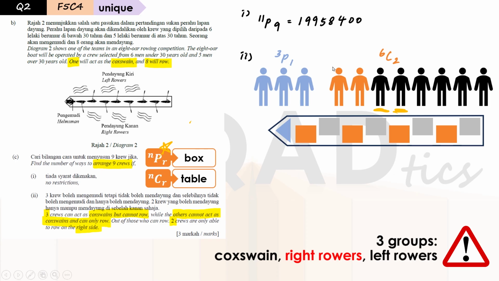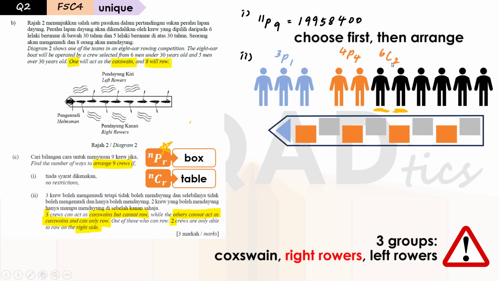Right, so now we have a total of 4 people. But of course, this is the number of arrangements. We need to find the number of ways to arrange these 4 people into these 4 boxes. So if you want to write it in terms of P, it will be 4P4. 4 people, I would arrange them into these 4 boxes.